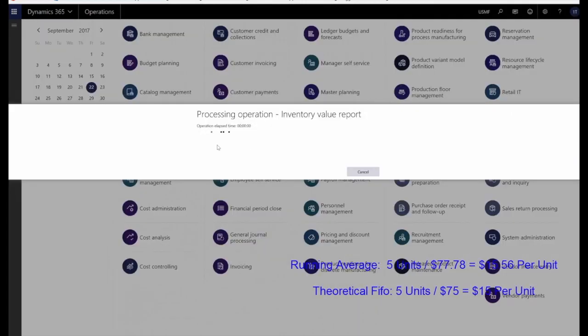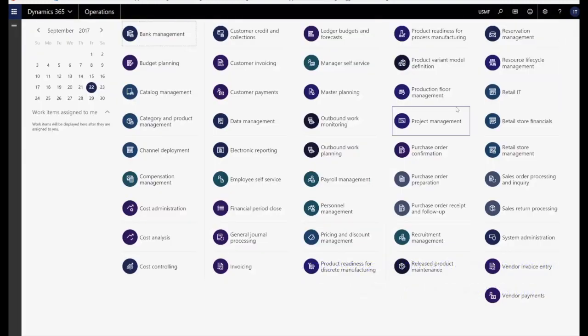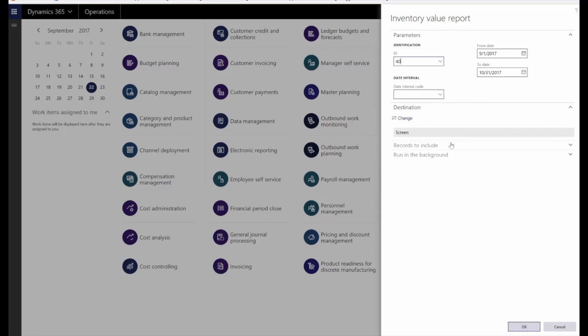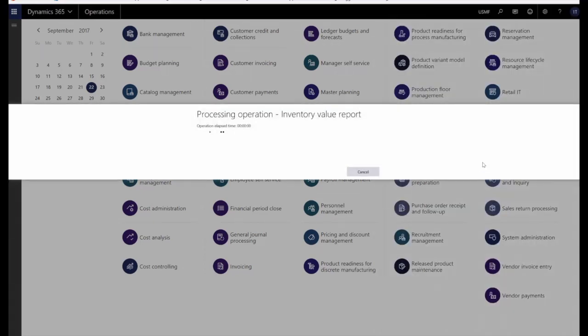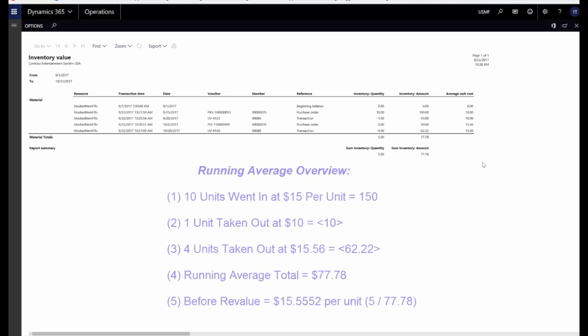So now, instead of having 5 units at $75, we are saying the 5 units in inventory are $77.78. That's our running average number, but we want to get back to our FIFO number. So now we're going to look at this. You're going to look at the detail and see all the ins and outs. You can see the 10 we put in, the 1 that came out, the $50 addition from our invoice, and the 4 that came out of inventory.